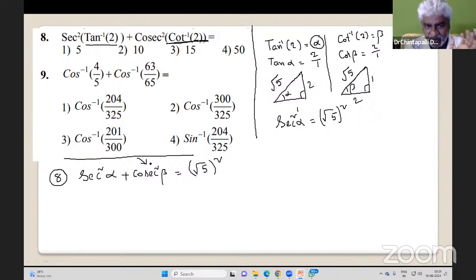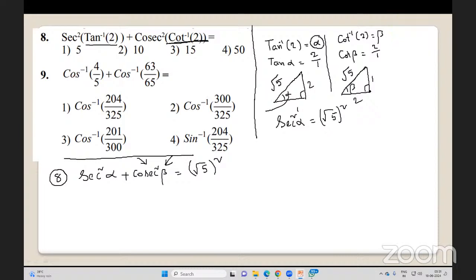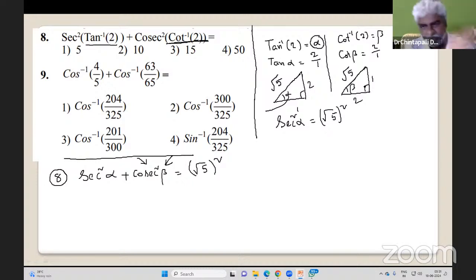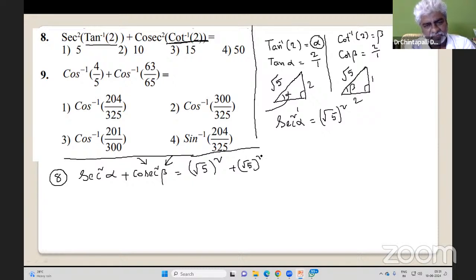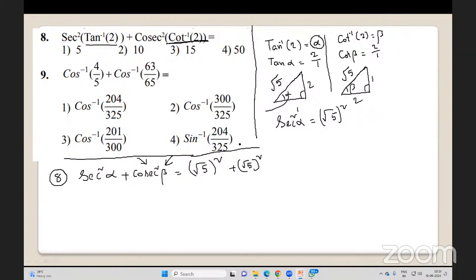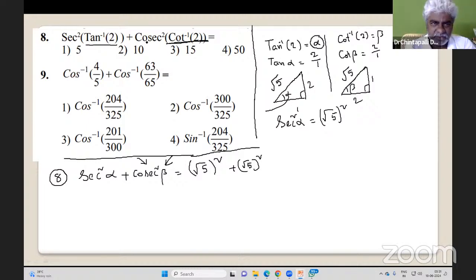Yes, sir. For cosec, since it is beta, we don't use the first diagram. This diagram is only for alpha. Then that is also root 5, sir. Yes, that also root 5, but the reason is different, right? So is the answer 10? Root 5 whole square, right? 10. Option 2, sir. Answer 10, option 2, right? Yes, sir. Now, let us solve 9th question.